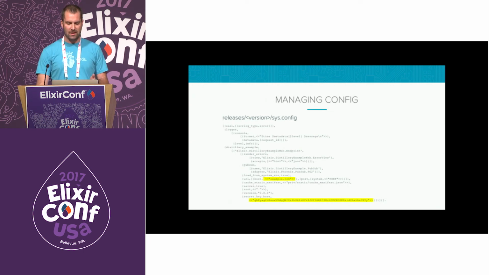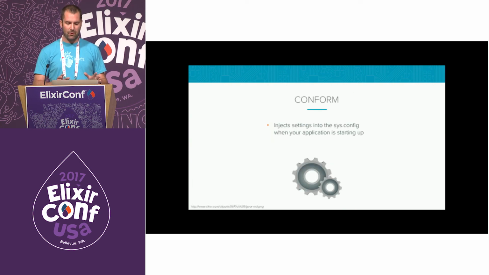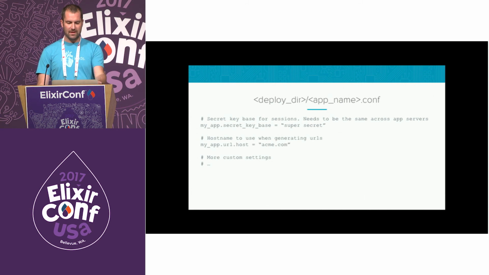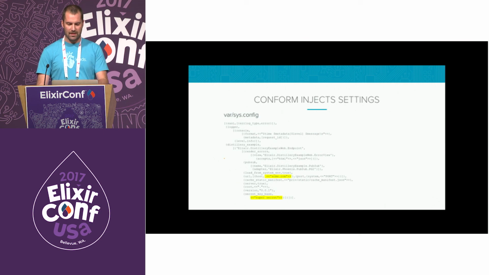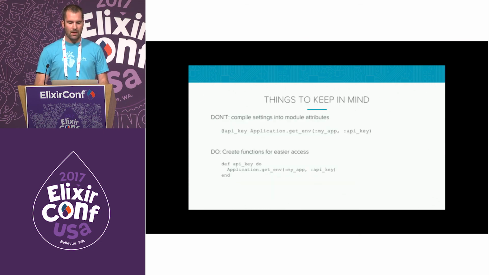So really, instead of checking this in and managing this per environment, you just really want to inject the changes that you want to make, like replacing host names. That's where conform comes in. It allows you to inject those changes. You define a nice app.conf file, and then conform takes that sysconfig, takes the changes from app.conf, and creates a new sysconfig that's used to actually start your application. And that has all of your new changes in.